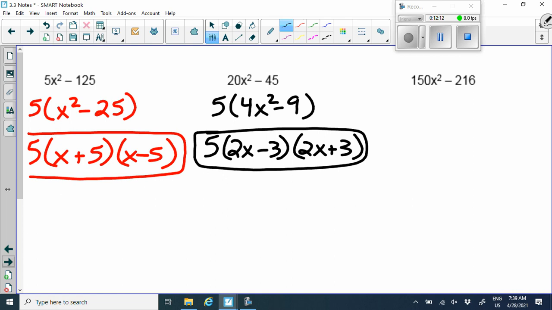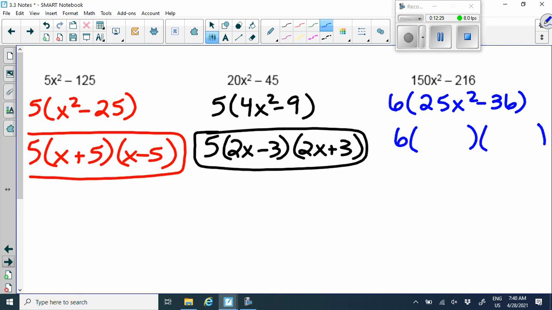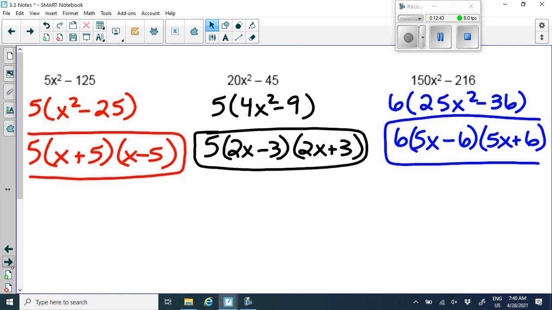And our last one, they actually do have something in common. They actually have a 6 in common here. So I'm left with 25x squared minus 36. Okay, 25x squared minus 36 is a difference of squares. It's a binomial, subtracting, and 25, 36 are perfect squares. Square root of 25 is 5. Square root of 36 is 6. 1 minus, 1 plus. There's my final answer.